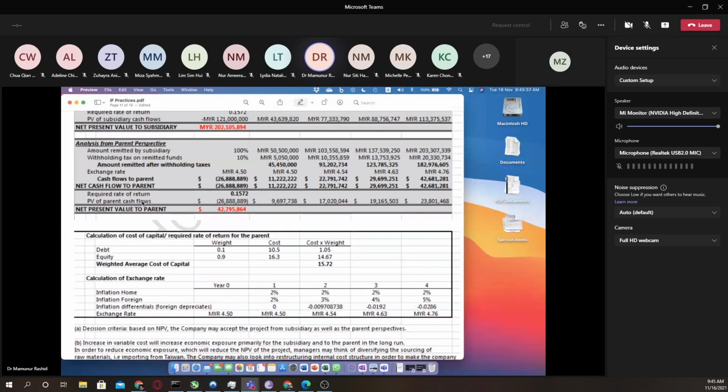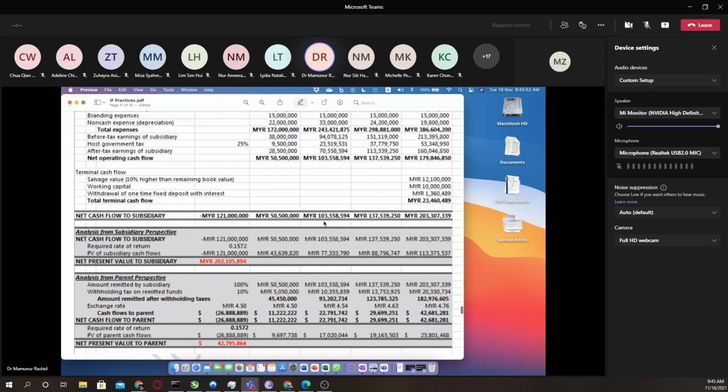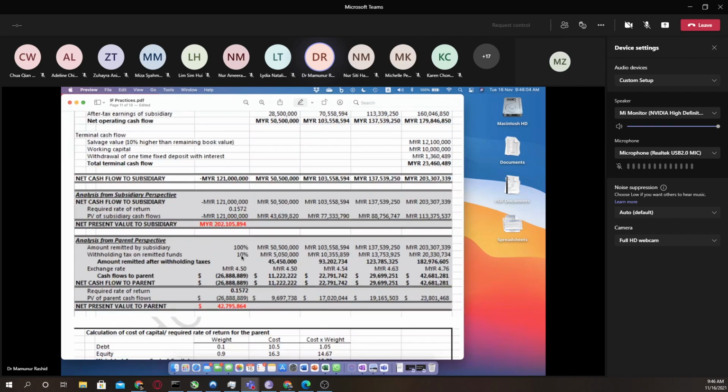Next one is the analysis from the parent perspective. So you need to now transfer your income back to the parent company and see the 100% income to be remitted to the parent company. So it's coming from the 50.5, 103.558, 137.539, 137.555, 539. So you understand where the figure is coming from. Withholding tax to be paid is 10%, so we deduct 10% withholding tax.